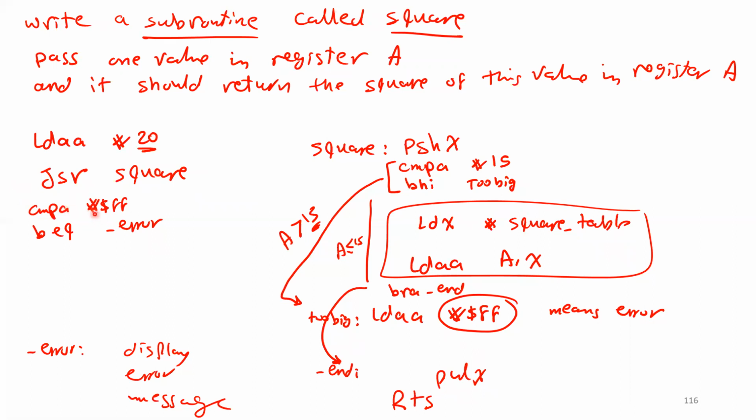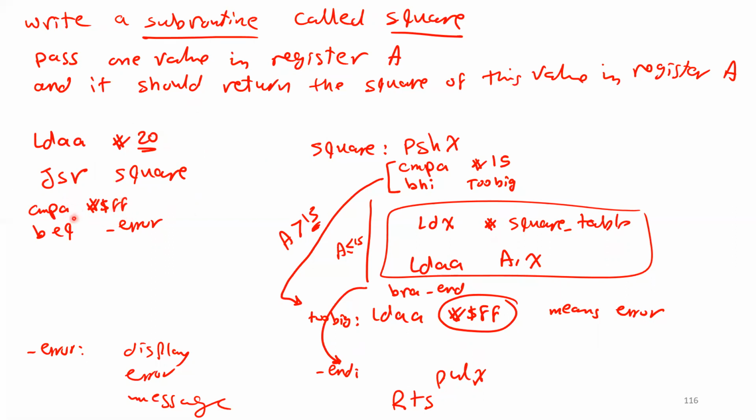Now register A should store the square of the number you sent. Okay, guys, any question? Now because I want to catch an error in case you send a number bigger than 15, that means there is an error. To tell you there is an error, I'm going to store the number FF in register A. You got what I'm saying?